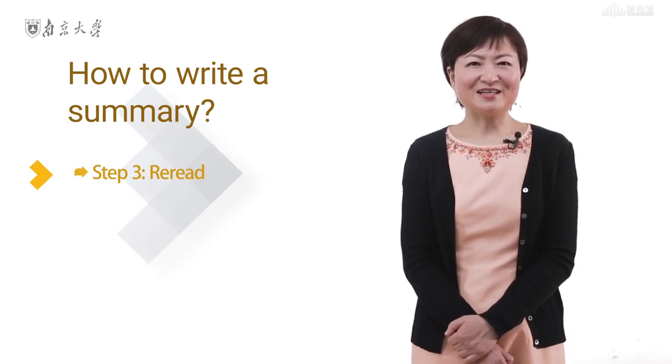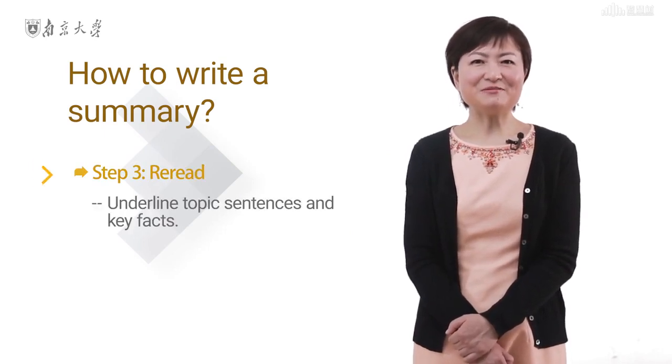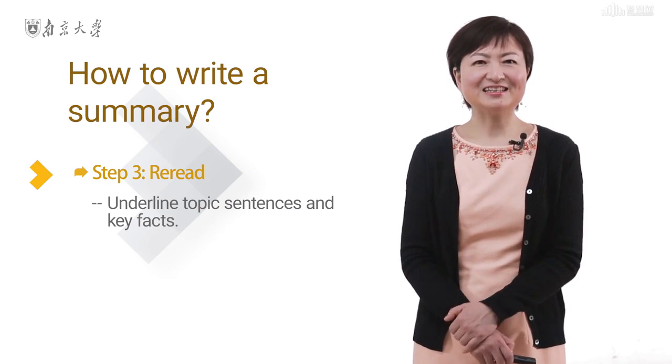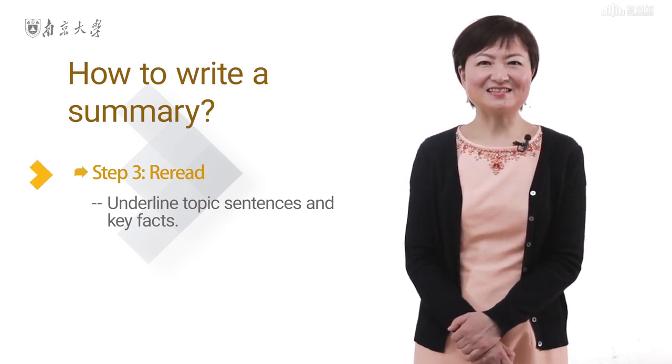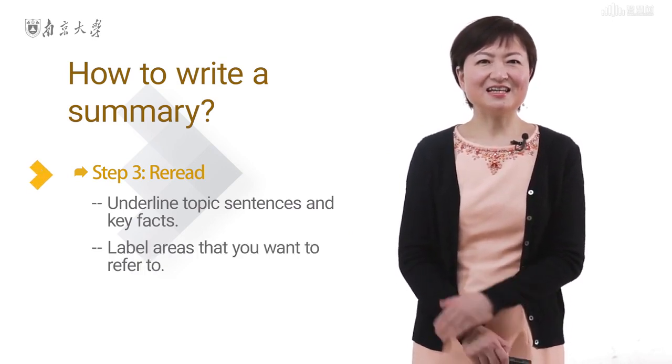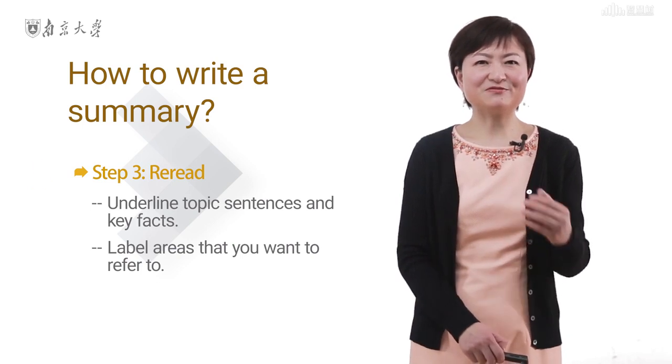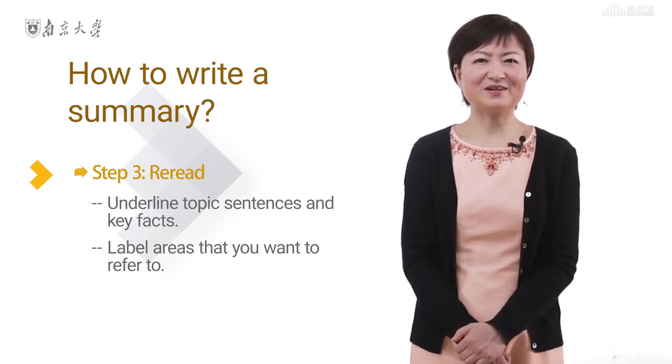The third step is to reread. Rereading should be active reading. Underline topic sentences and key facts. Label areas that you want to refer to as you write your summary. Also, label areas that should be avoided because they are details, though they may be interesting, because they are too specific. Identify areas that you do not understand. Try to clarify those points.